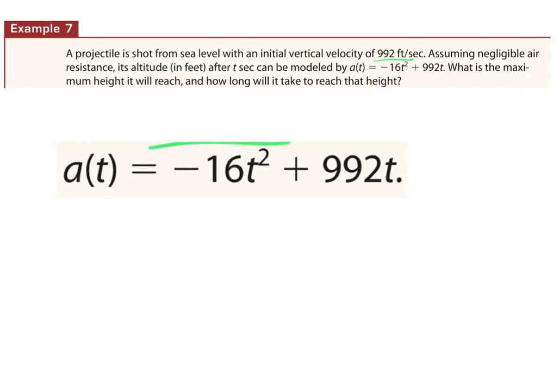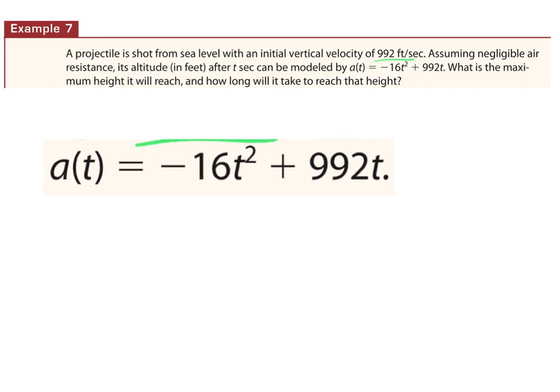It says, what is the maximum height it will reach? Is this parabola pointing up or down? And how do we know? Yeah, it's pointing down, and how do we know? Negative in the A. So I know that this projectile was shot up, and then it came back down. Okay? That's what I know about this projectile.